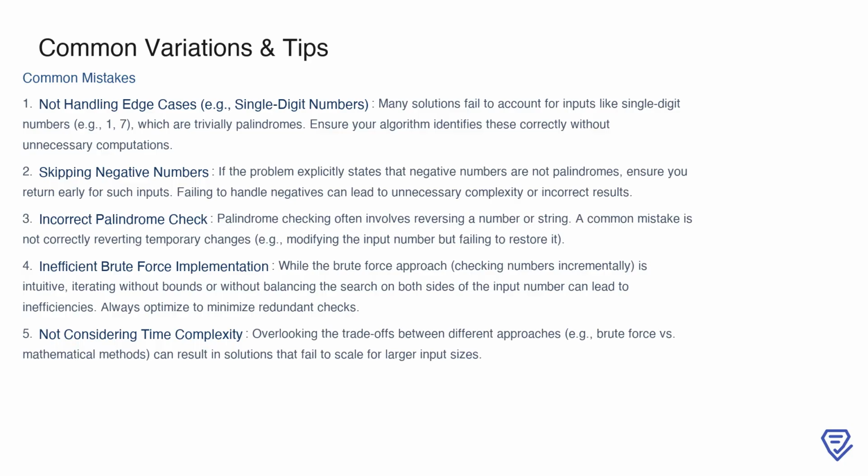Another common issue is with the palindrome check itself. For example, if you reverse a number or string to verify its symmetry, failing to restore the original value after modifications can cause errors later in the algorithm. Inefficiency is another pitfall to avoid. Using a brute force approach that checks numbers incrementally can be intuitive but may lead to performance issues, especially if you don't balance the search in both directions.